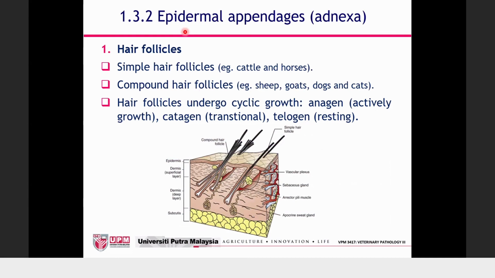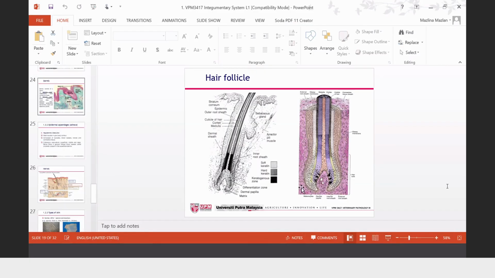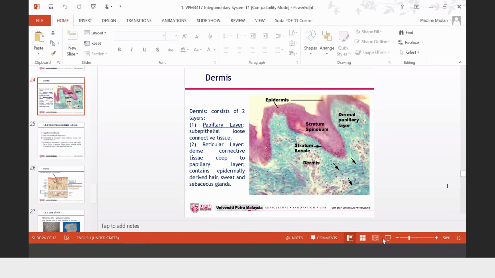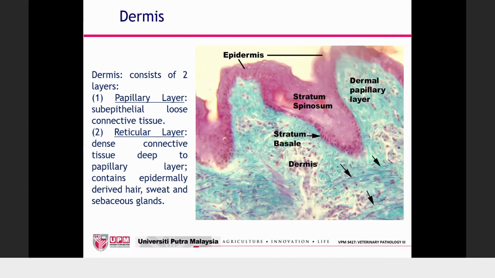Slide 24. Oh, yes. This one is just to show you the difference between the deep dermis and the superficial dermis. The deep dermis usually has very coarse connective fiber compared to the papillary layer of the dermis. These are usually very fine compared to this one. That's the difference basically.